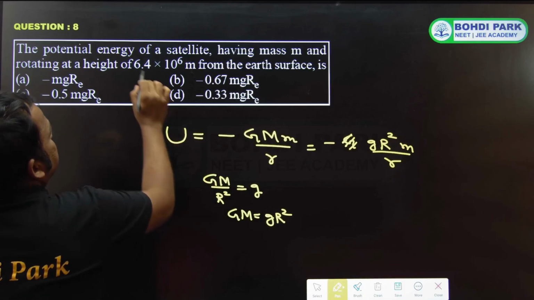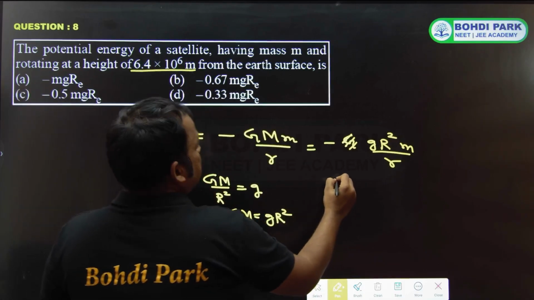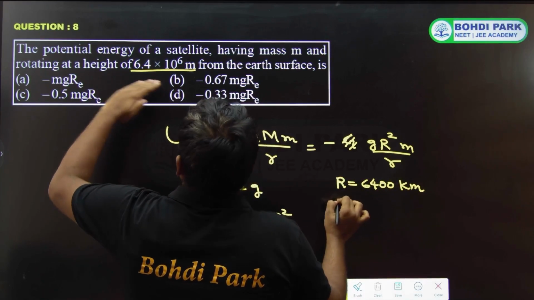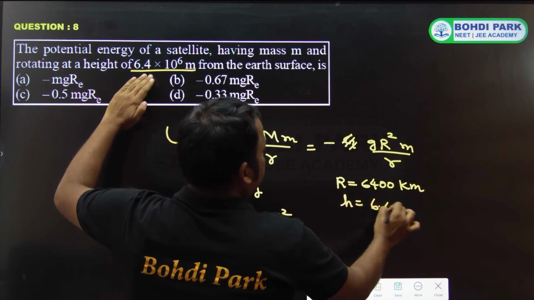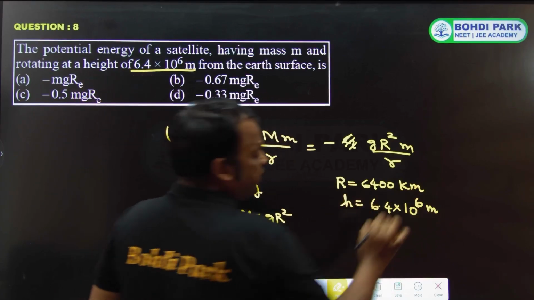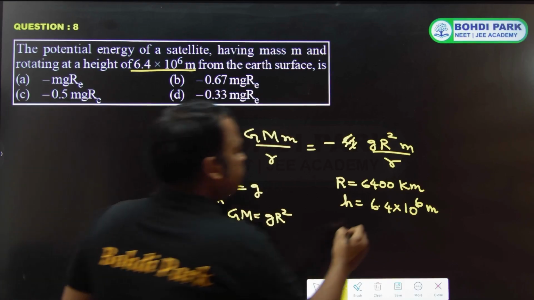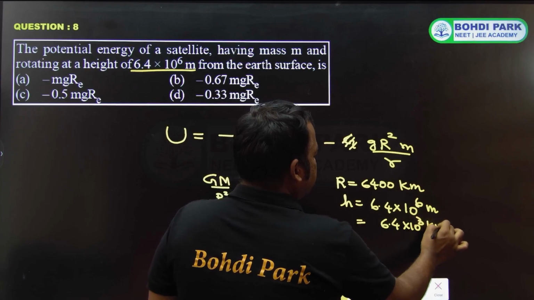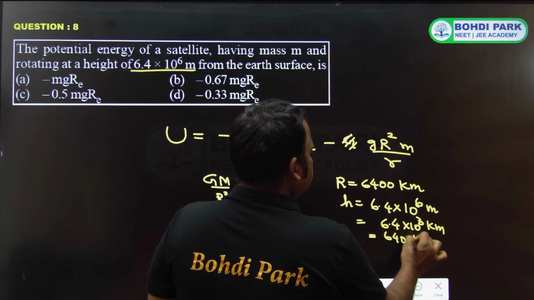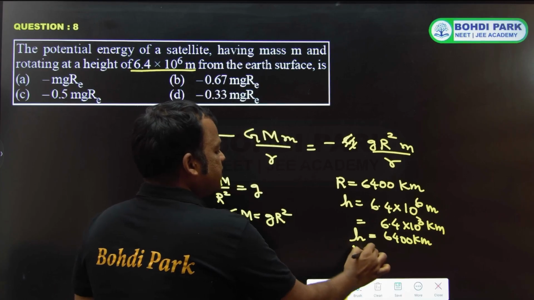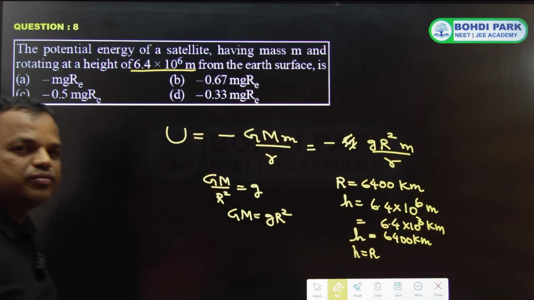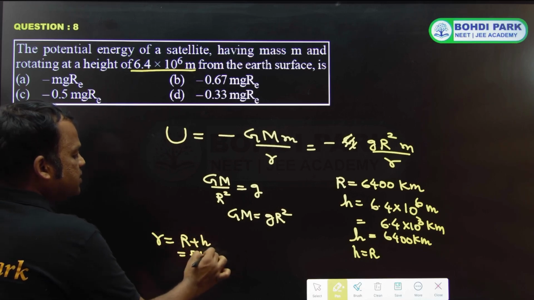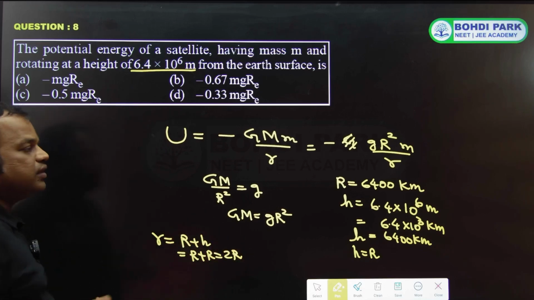Now the height is given. We know that capital R is equal to 6400 kilometer, and this height is given 6.4 into 10 raised to 6 meter. So this is 6.4 into 10 power 3 kilometer. So 6400 kilometer. So the height is same as radius. So the distance from center is equal to R plus h. So that is R plus R, or we can say 2R.